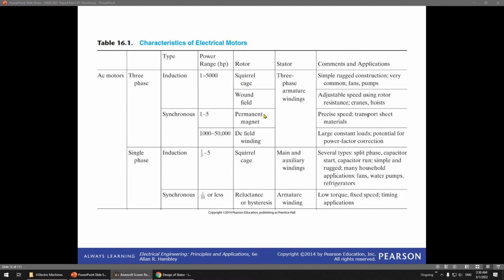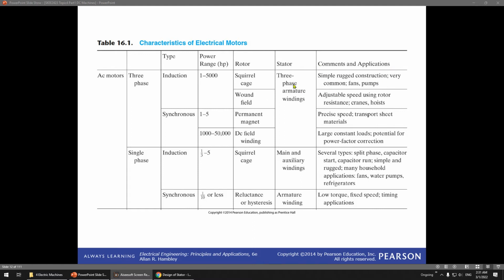For synchronized, you can have either a permanent magnet or a DC field winding. Make sure you know this one: synchronized can be either permanent magnet or DC winding. This is for the rotor. For the stator you have a 3-phase armature winding. You need to know the common features and the application.